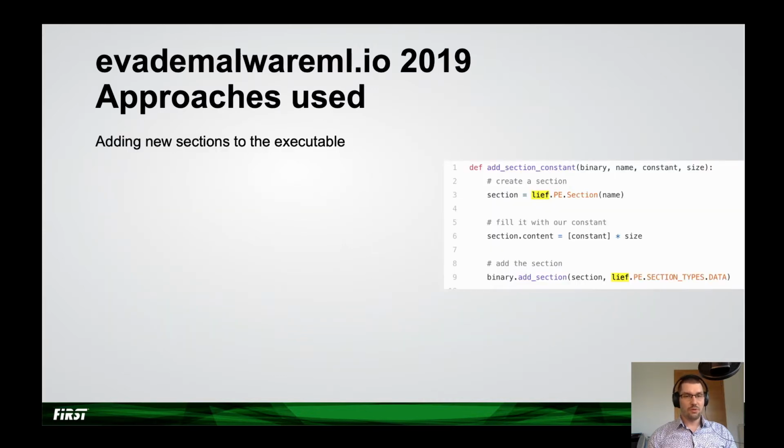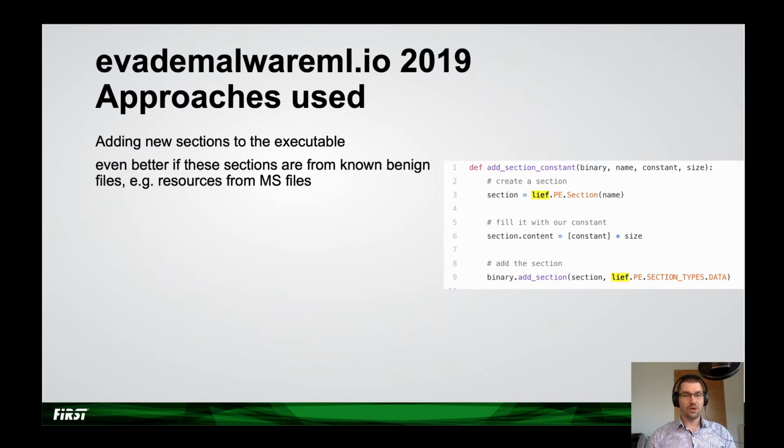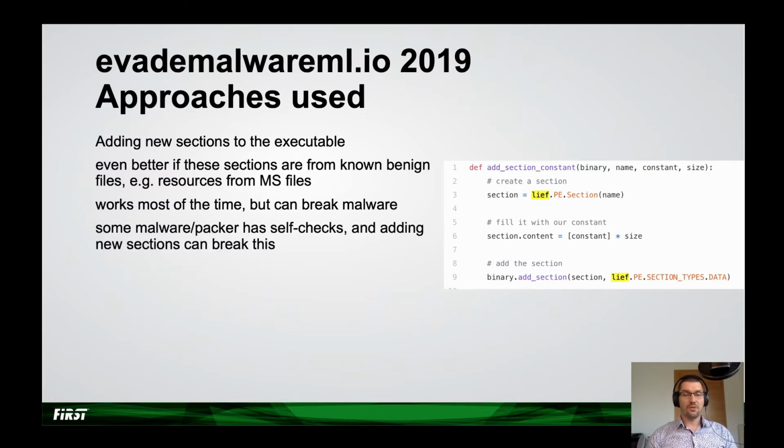Another interesting approach is to add new sections to the executable, and you can use the Leaf project, for example, to do that. And it's even better if these sections are from known benign files, for example, resources from Microsoft files. This works most of the time, but it can break malware. And some malware packers, they have self-checks, and adding new sections can break this.